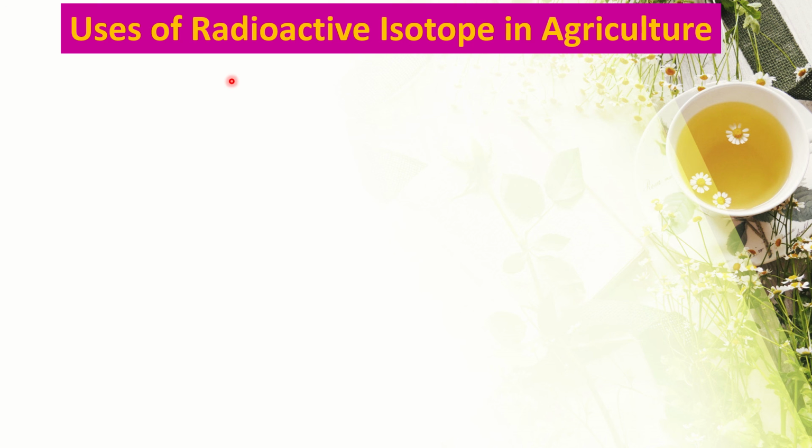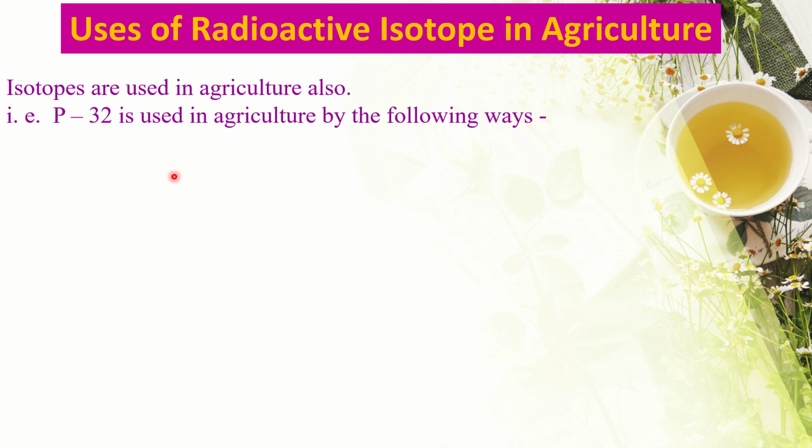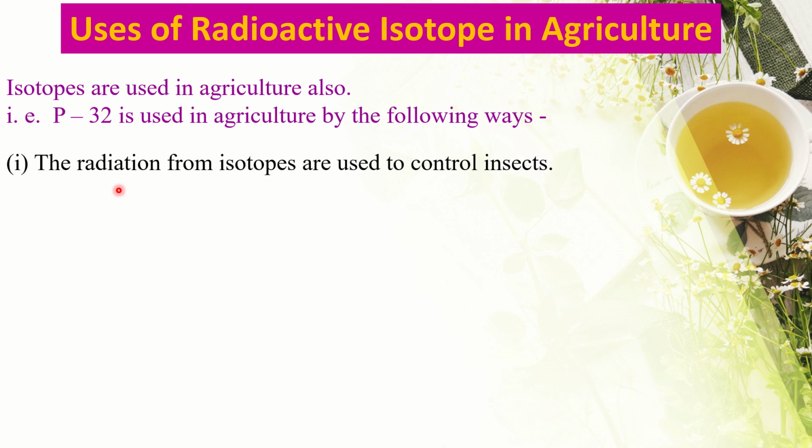Now, uses of radioactive isotope in agriculture. Isotopes are used in agriculture also. For example, phosphorus 32. This isotope is used in agriculture in the following ways. The radiation from isotopes is used to control insects. The radiation, that means the ray that is emitted by this radioactive isotope, can control insects.